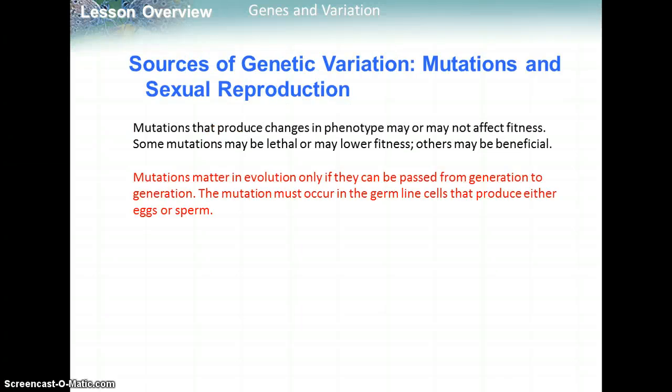Looking at sources of genetic variation, mutations and sexual reproduction bring variation into a population. Mutations that produce changes in phenotype may or may not affect fitness, whether something is going to reproduce a lot of offspring or not. Some mutations may be lethal or may lower fitness, others may be beneficial. Mutations matter in evolution only if they can be passed from generation to generation. So therefore, the mutation must occur in the germline cells, meaning in your sperm and egg cells, to be passed on to the next generation.